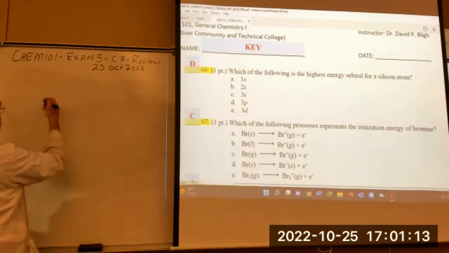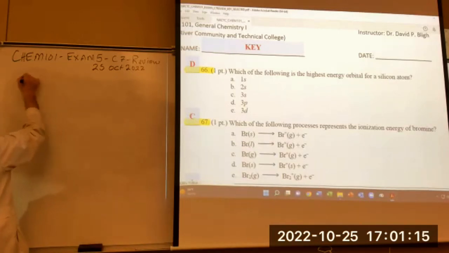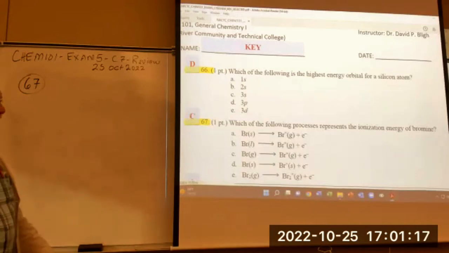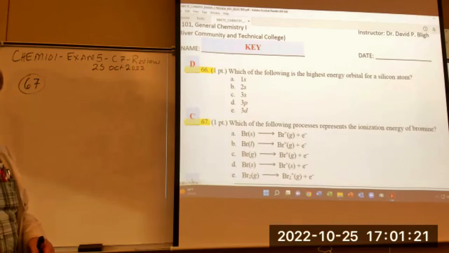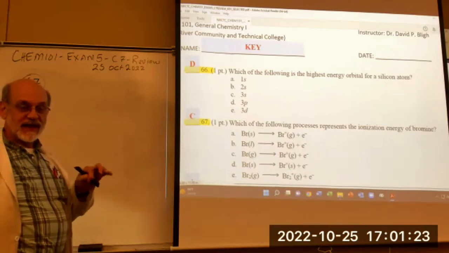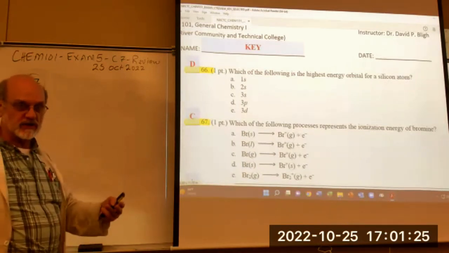How about 67? Which of the following processes represents the ionization energy of bromine? Remember how to write the ionization energy equation.